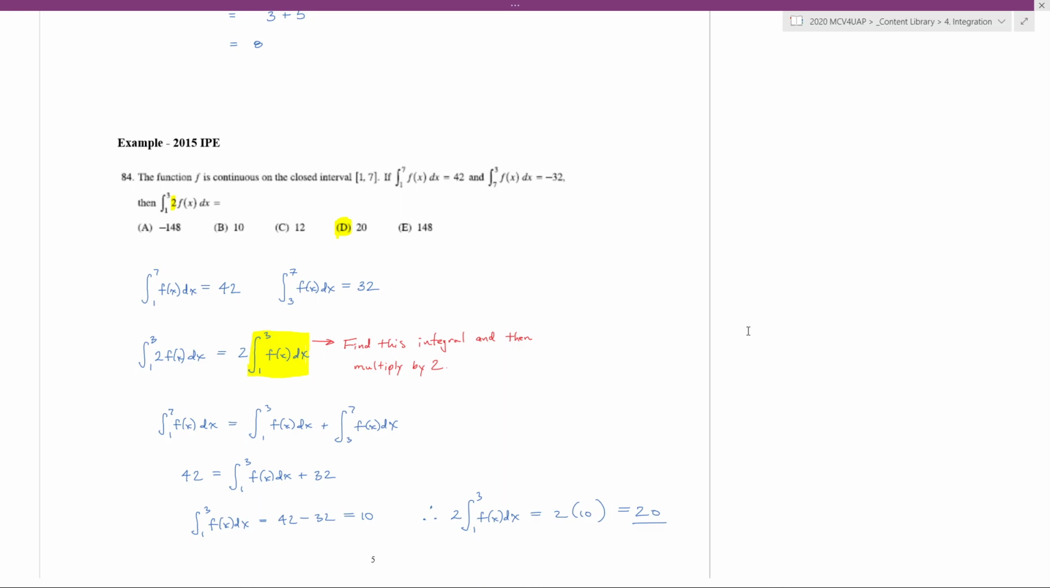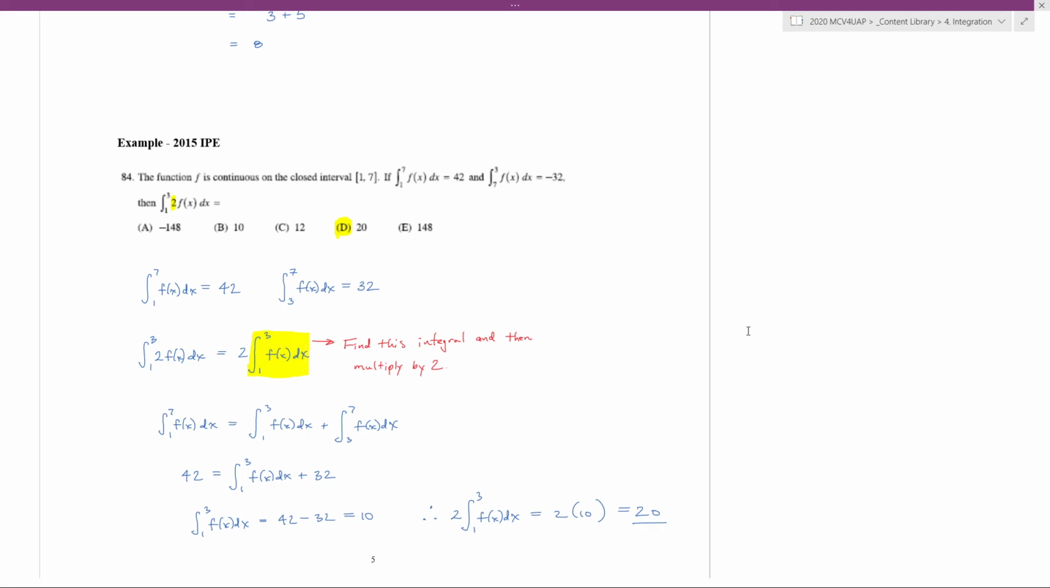And they give us the value of the integral from 7 to 3. I don't want it written like that. I want it the other way. I want it from 3 to 7. So if the integral from 7 to 3 of that function is -32, then the value of the integral from 3 to 7, going the other way, would be +32.